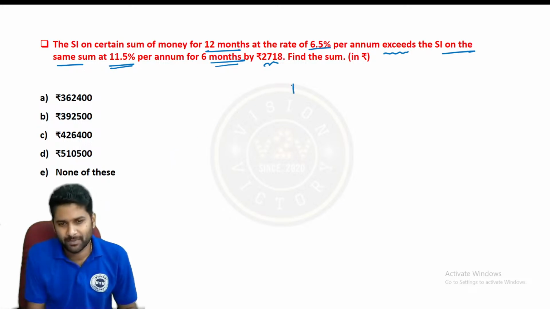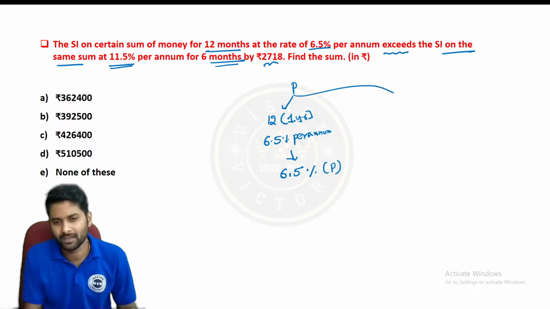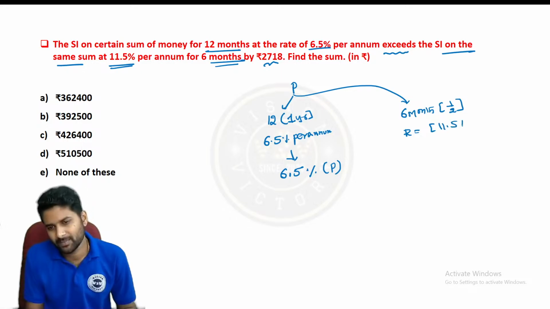Now guys, if the principal is same, if you deposit for 12 months, it's exactly 1 year. They clearly mention that it's 6.5% per annum. So you already know that 12 months means 1 year. So the interest you will get is 6.5% of the principal. If the same amount for 6 months, you already know that it is exactly half a year. What is the rate of interest here? 11.5%. Now how much interest will you get here in 6 months?